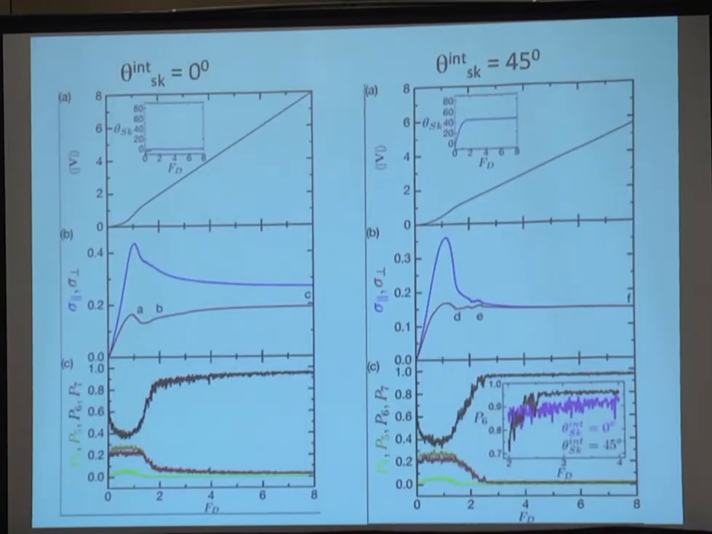So this is the plot of the skyrmion velocity versus applied drive. This is the skyrmion Hall angle in the inset, and this is the standard deviation of fluctuations on velocity in the direction of drive and in the perpendicular direction. And this measures the amount of six-fold order. So they're talking in the LANL group where they look at the triangulation.